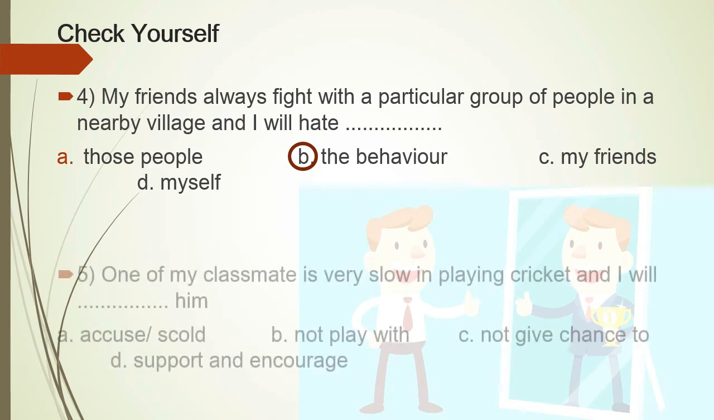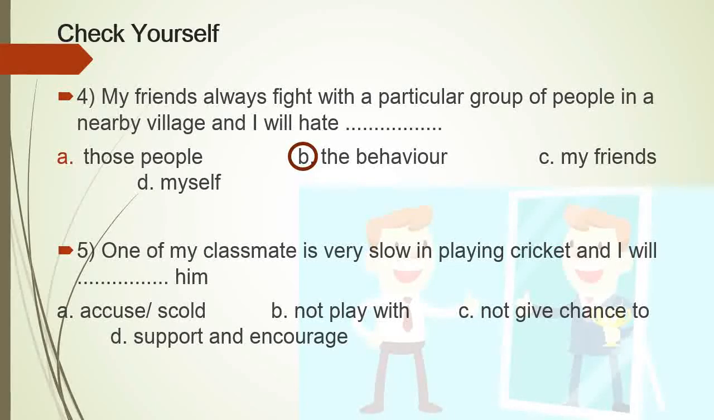The final question would be, one of my classmates is very slow in playing cricket and I will dash him. Option A, accuse or scold. Option B, not play with. Option C, not give chance to. Option D, support and encourage. Guess the answer. So the best answer for this one would be support and encourage.